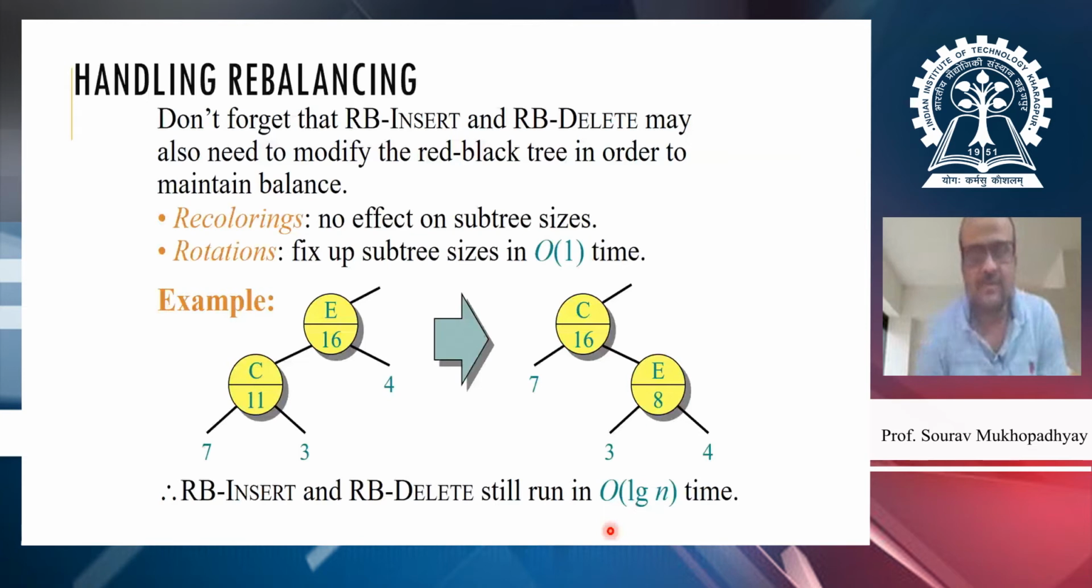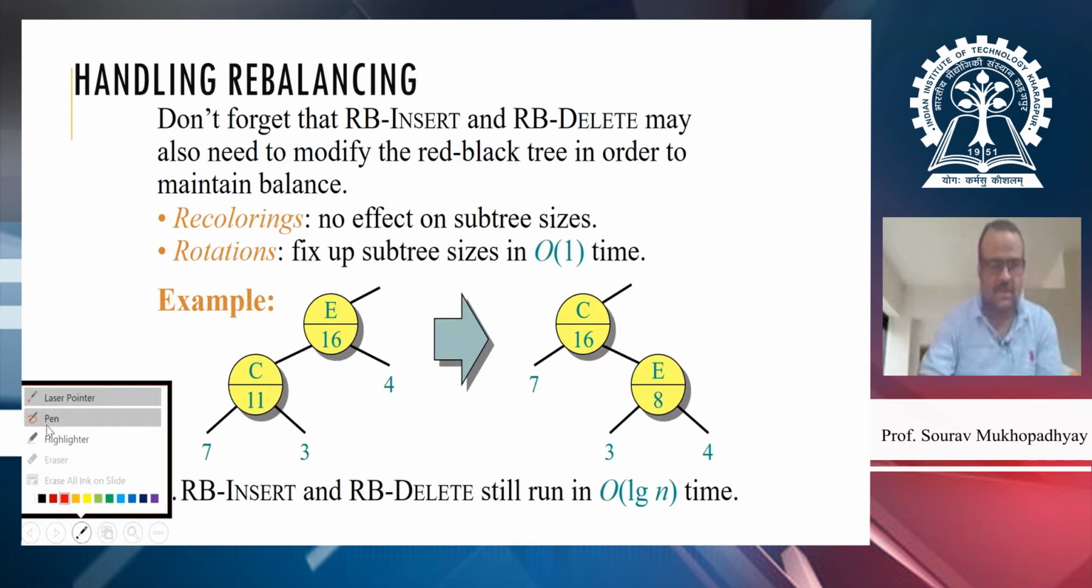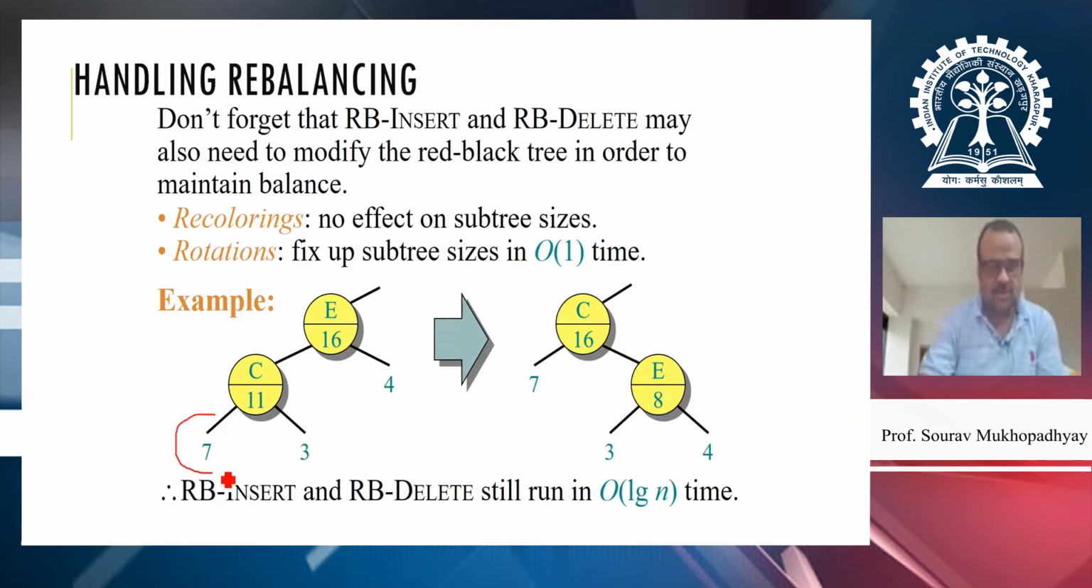Sir, how did E become 8? Which one? This one? Sir, on the right side, E became 8, right? How did it happen? Yeah. So if you remember the rotation operation, this was what we referred to as alpha. This was gamma. This is a subtree. Sorry, this is beta, and this is gamma.